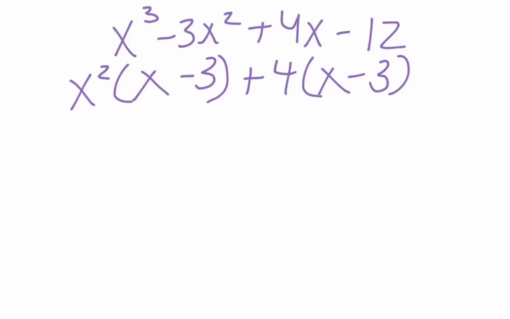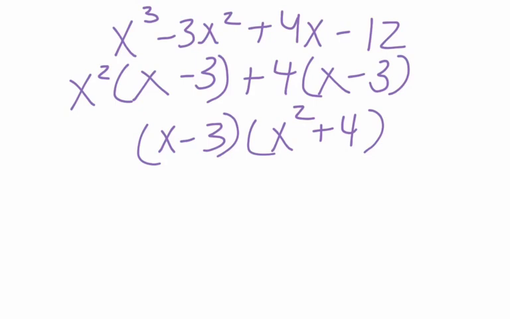Now you might be saying, okay, Ms. Taylor, every time you do this, one of the parentheses ends up being x minus 3 and the other parenthesis ends up being whatever was left behind after you factored it out. Yes, that is true. And so if you want to say, okay, it's going to be x minus 3, and then the other parenthesis is going to be x squared plus 4, that's fine as long as you understand why.